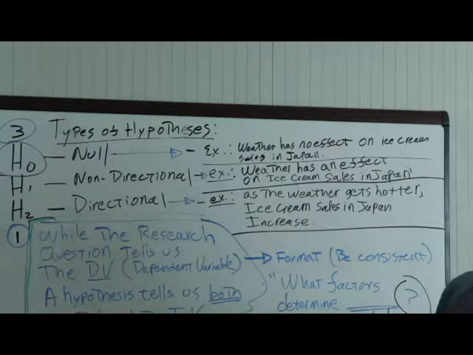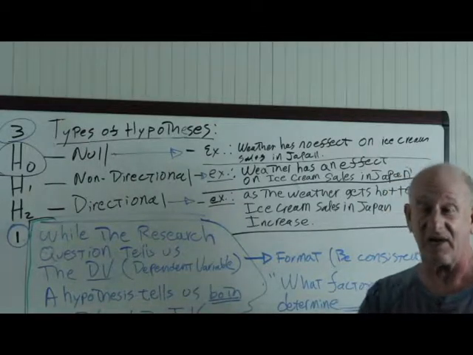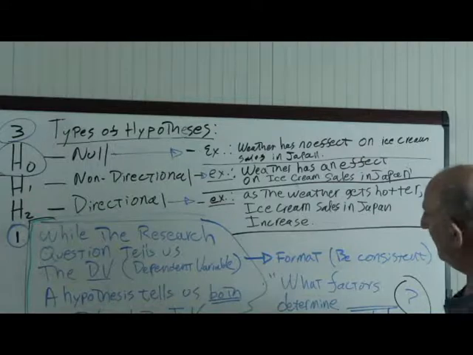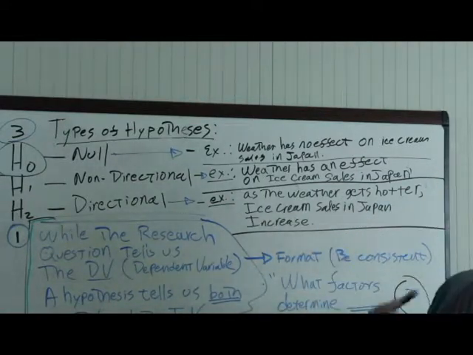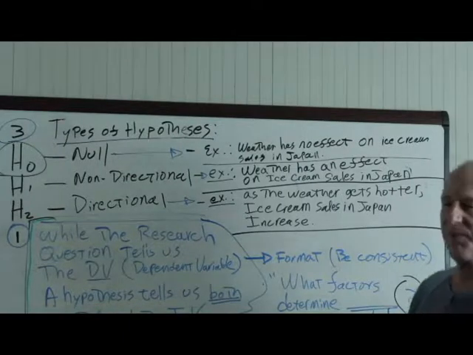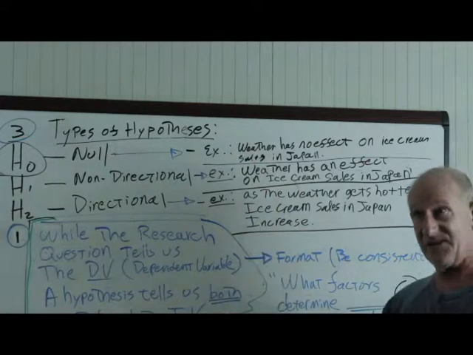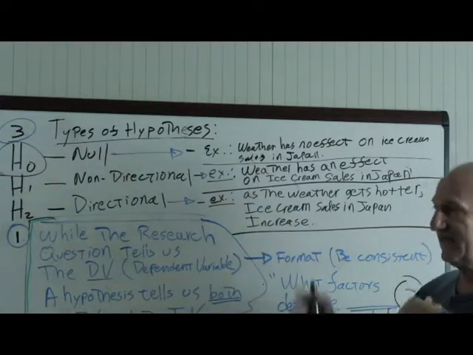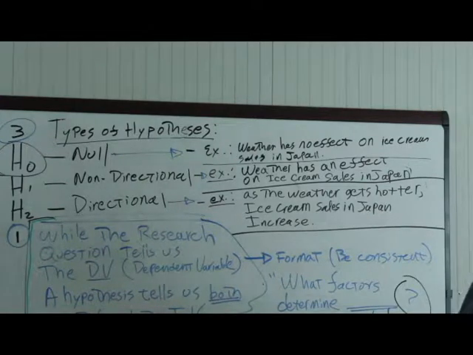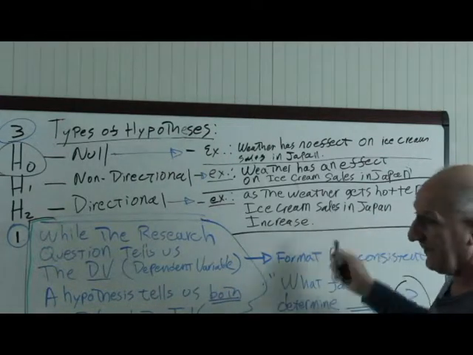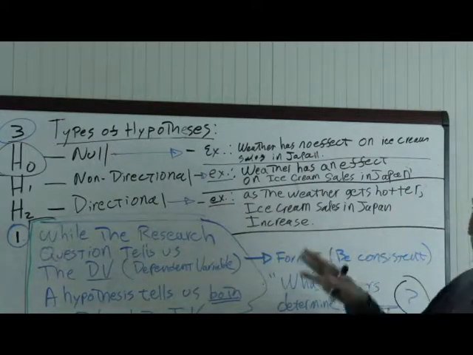A directional hypothesis says there's not only an effect, but the effect has this character. And so as an example of that, as the weather gets hotter, ice cream sales in Japan increase. So as the temperature goes up, the ice cream sales increase, okay? As A goes up, B goes up. And then along with that, as an extension, you could have said the same hypothesis by saying, as the weather gets cooler, ice cream sales decrease.